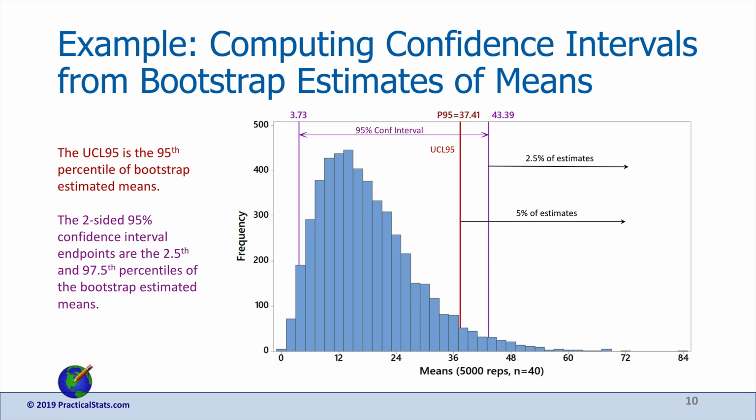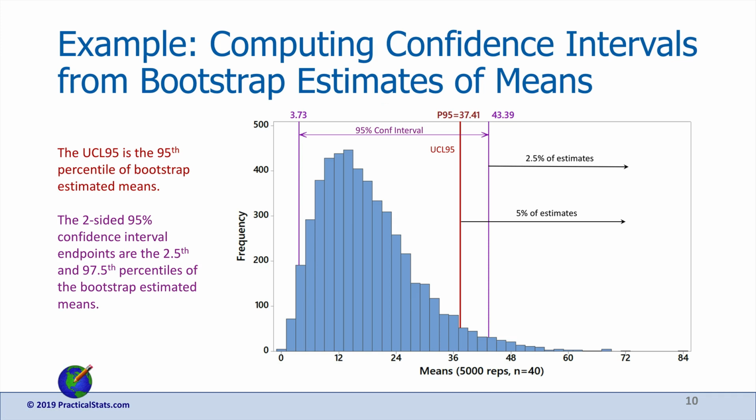All right, so we have these 5,000 estimates. What do we do with them to bootstrap? Well, let's suppose we wanted a UCL 95. That's a value that 95% probability that the true mean is below that and only 5% that it exceeds it. So we compute the 95th percentile of these bootstrap estimated means. That's a value of 37.41. 95% of our estimates are below that. Only 5% are above that. So that's the red line here. That's the one-sided confidence bound.